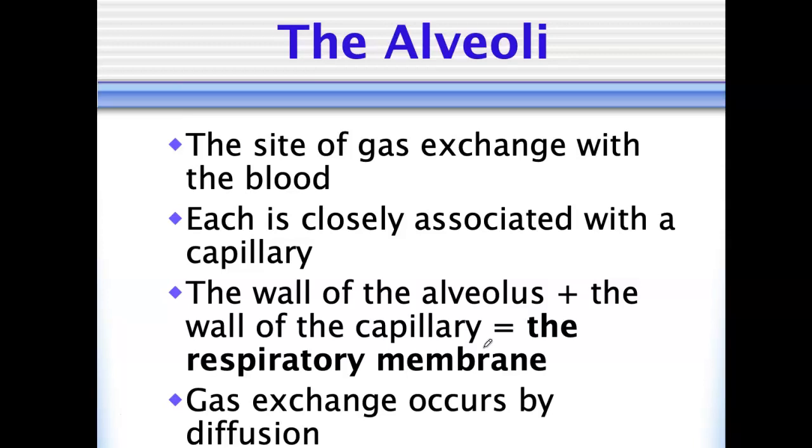So I'm telling you here that the alveoli are the site of gas exchange. Each is closely associated with a capillary. I've told you all this. But then let's think of the respiratory membrane itself. You have to think of the wall of the alveolus plus the wall of the capillary that's sitting right on top of it, right? And those two together are going to be the respiratory membrane. And gas exchange is going to occur by diffusion.